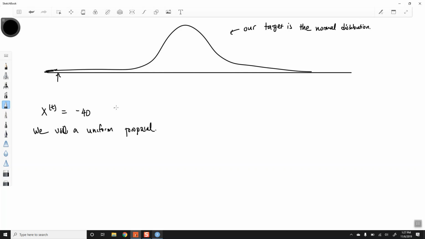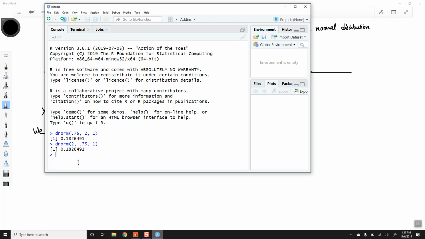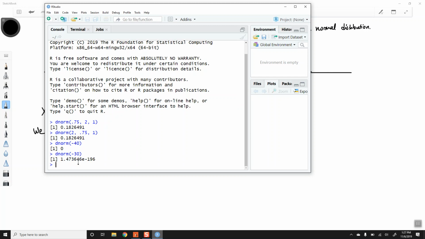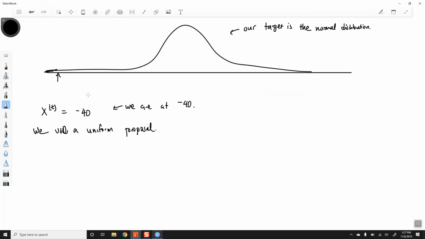Okay, so we are at -40, which has pretty much a 0 probability. What is dnorm of -40? I need something bigger than 0. Dnorm of -30. All right, so let's say we're at -30, because 0 will break us. So we're at negative 30, which again should still never happen under the normal distribution. So we use a uniform proposal.